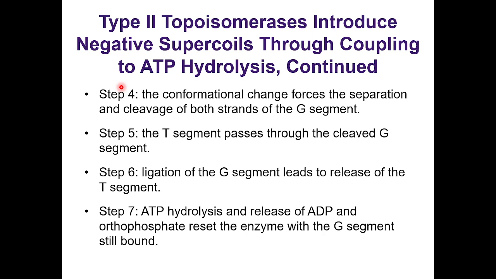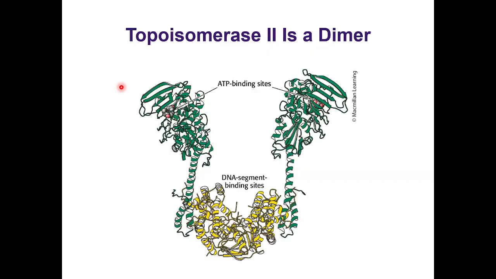Step 6, ligation of your G segment. This is going to be leading to the release of your T segment, so you don't end up going backwards. Step 7, the ATP hydrolysis, again, release of the ATP and the orthophosphate. This will reset the enzyme with the G segment still bound actually. Right, here's the ATP sites up here. These right here are the DNA segment binding sites down here in this yellow.